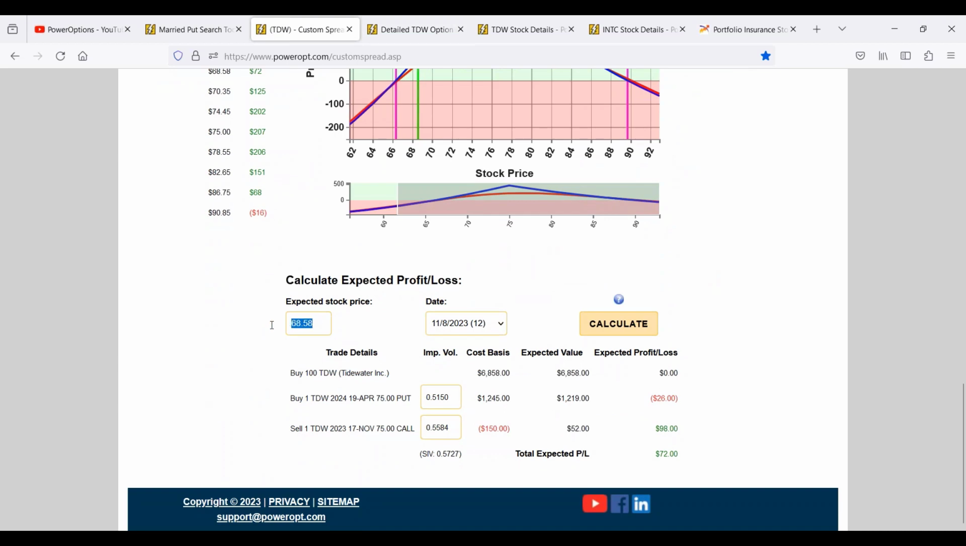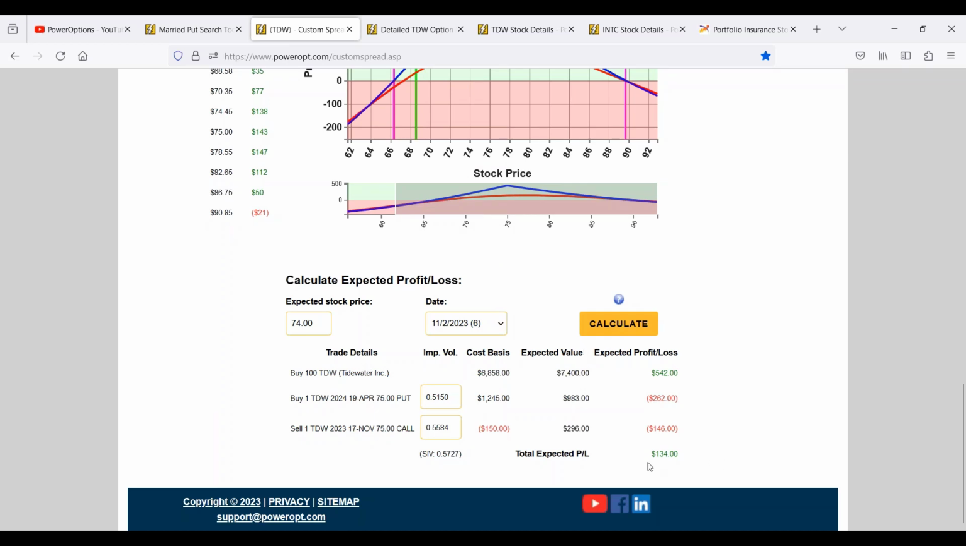Why is that important? Let's say that I feel the stock's going to move up close to my short call strike price. We're looking at the 75. Let's say that we feel it's going to gap up to 74 on or around our earnings of 11.2. We've got protection in place, and we hit calculate.